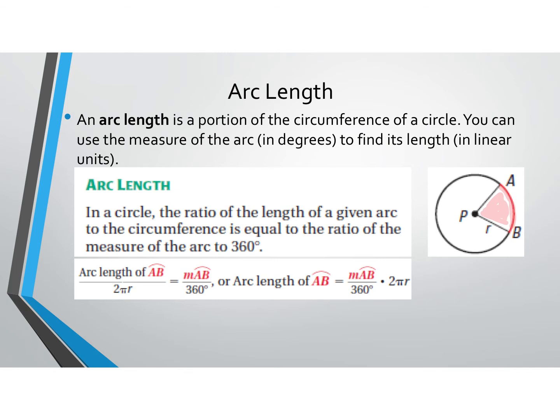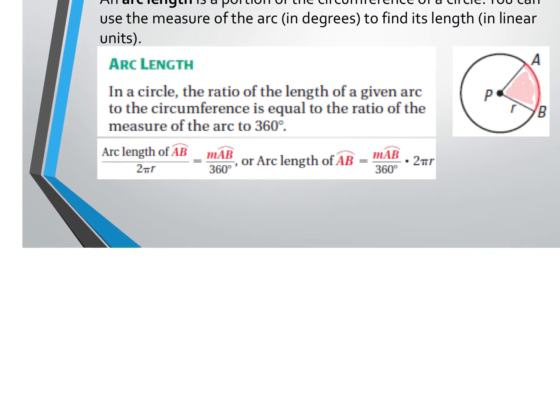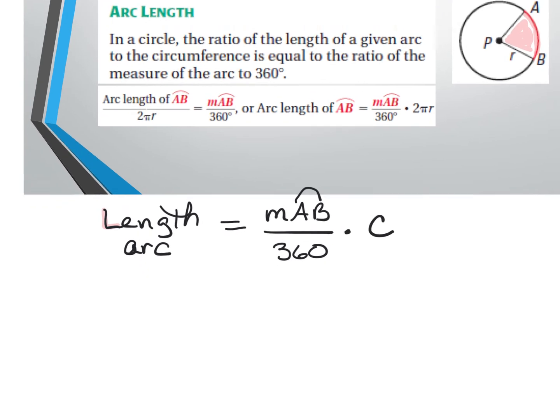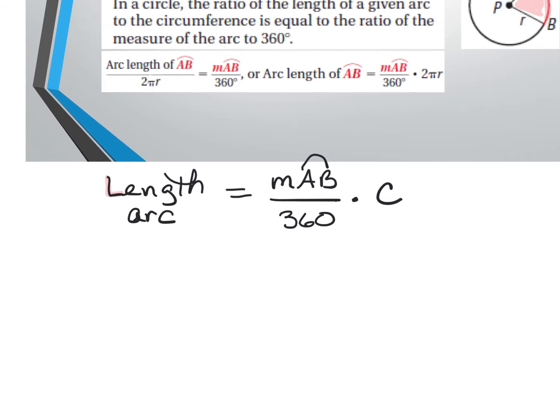Now, the arc length formula is the measurement of the arc, that angle or that degree symbol, divided by 360 times the circumference formula. So the length of the arc, and this is in linear units, is equal to the measurement of the arc. And in this picture, the arc is AB. We're going to divide it always by 360 because it's part of the whole circle. And then we're going to times it by the circumference formula. Now, some of the questions are going to say, given the arc length, find the whole circumference, and this would be the formula.